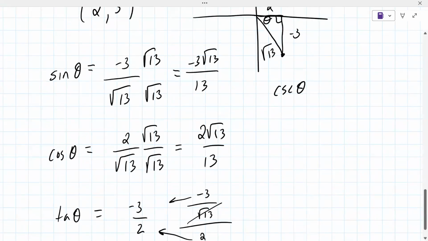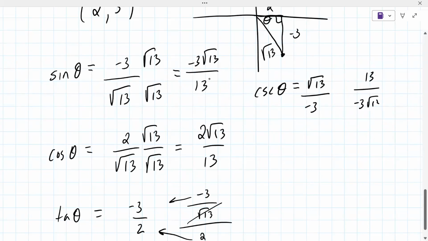Now, cosecant of theta is the reciprocal of sine. So you could take the reciprocal of this, but it would be better to take the reciprocal of the original because the original is already rationalized. The root's already in the top. Whereas if you flip the final answer there, you start with 13 over -3 square root 13. Well, now you have to rationalize it, and you will get the same answer.